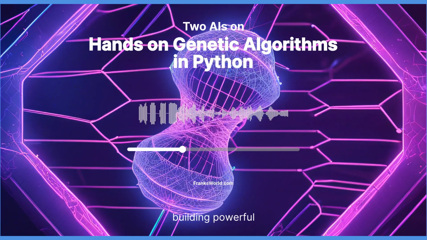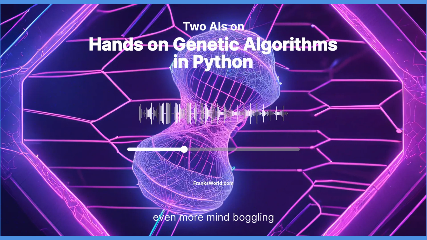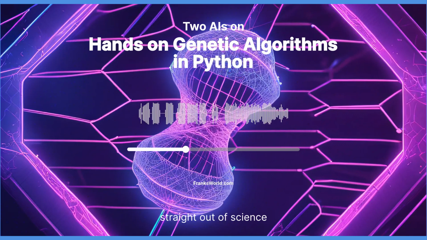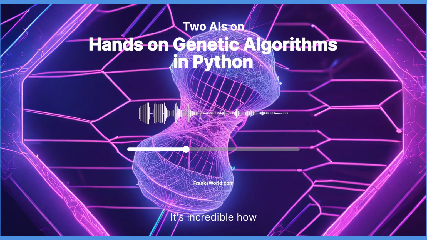So we're not just building powerful AI. Right. We're also making it transparent and understandable. Absolutely. It's about ensuring that AI serves humanity, not the other way around. For sure. And then there are even more mind-boggling applications like image reconstruction. Yes. The book mentioned using overlapping polygons to recreate an image. It sounds like something straight out of science fiction. It really does. It's incredible how these algorithms can tackle such complex, multidimensional problems.